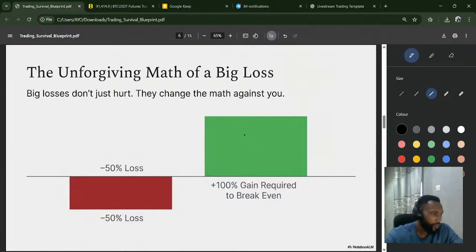All right, let's start with simple maths here. I'm back here so that we can see this. If you lose 50% of your account, you need 100% just to break even. If you lose 50% of your account, you need 100% to break even.